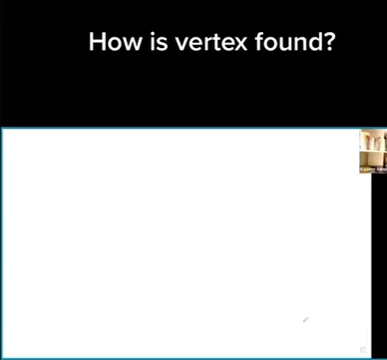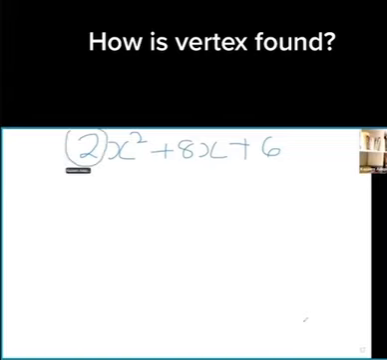To get our vertex from an unfactored expression, if you don't want to factor the expression, this is what you can do. Let's say this is the question: 2x squared plus 8x plus 6. Now this is unfactored. So we have to write out our values. Our a is 2, so we put a 2 over here. Our b is 8, so we put an 8 over here, and our c, which is our constant, is 6. We put a 6 over here.